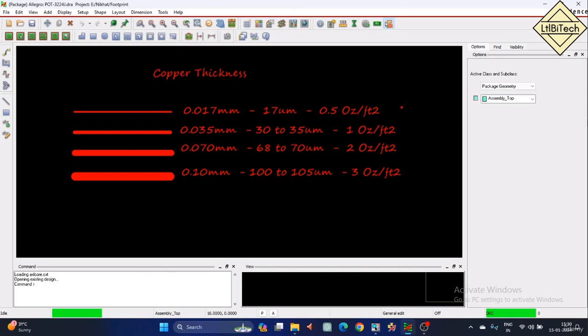Here, the first two we say are low weight copper. And the second, third and fourth, we call heavyweight copper. Remember, this might be asked in an interview. These are heavyweight copper.